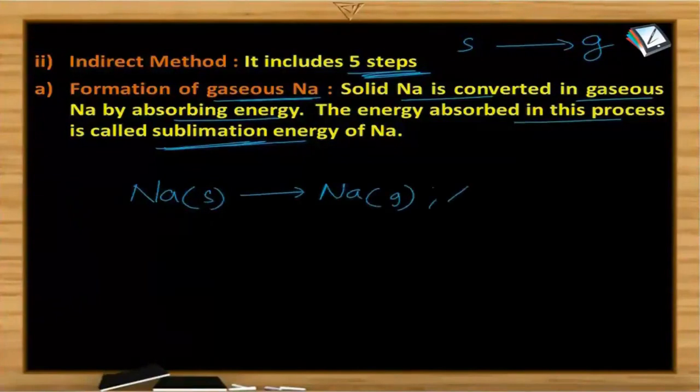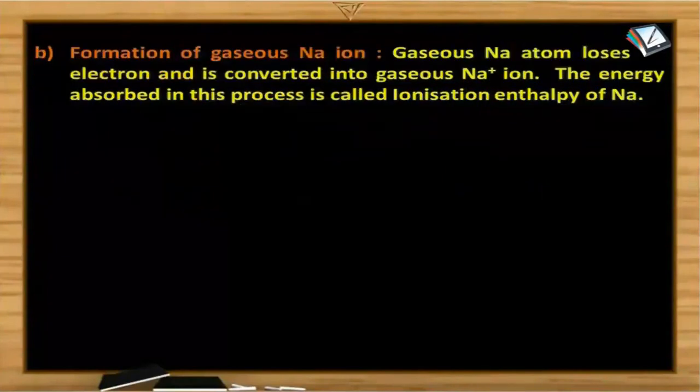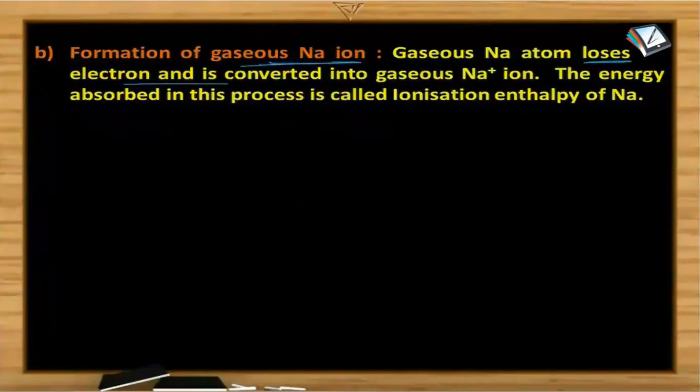The energy required for this process, delta S, indicates sublimation energy. As it is endothermic, it's a positive value, that is 108.5 kilojoules per mole. That is the sublimation energy. After the conversion of solid sodium into gaseous sodium, what happens? It is the formation of the gaseous sodium ion. The gaseous sodium atom loses an electron and is converted into a gaseous sodium ion. So when a sodium atom loses an electron, it converts into a sodium ion. For that we require some amount of energy, and that energy is called ionization energy.